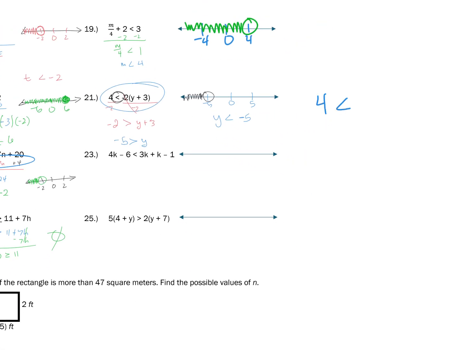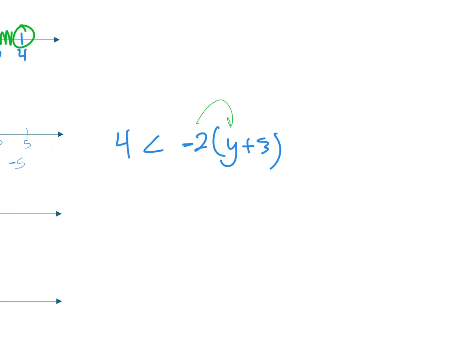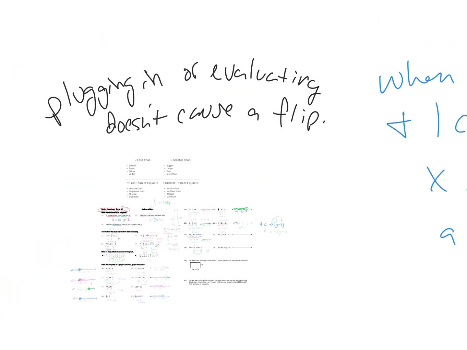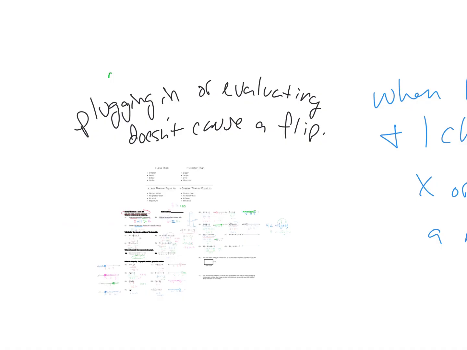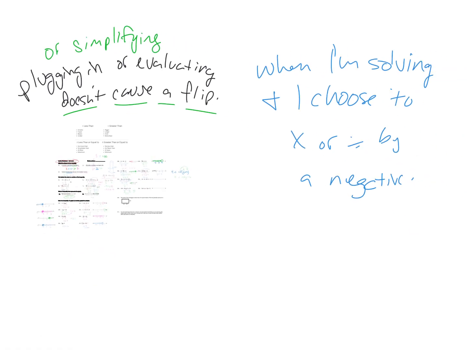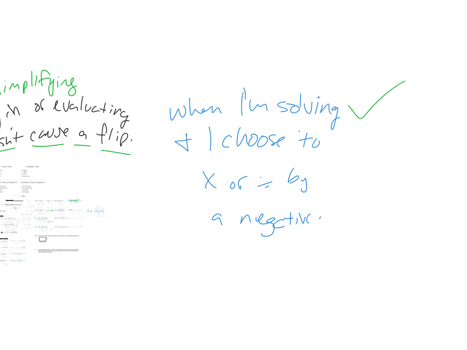And if you're looking at this going, no way I would have divided by -2, then don't. Let's work it the other way. And you know what? This is kind of good for us to see. Because we are about to multiply by -2, should we flip the inequality? And the answer is no, because we did not do anything yet. So here, plugging in or evaluating or simplifying doesn't cause a flip. It's only when I solve, okay?